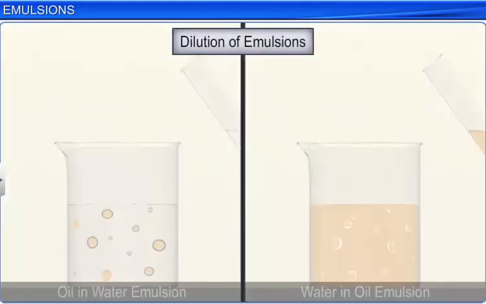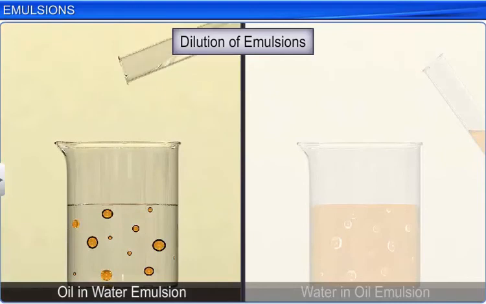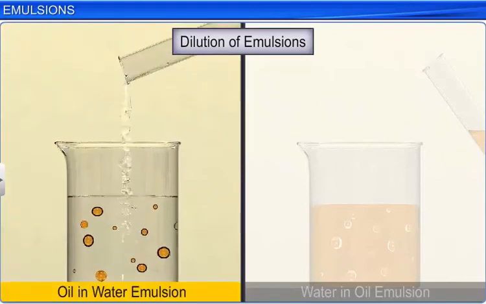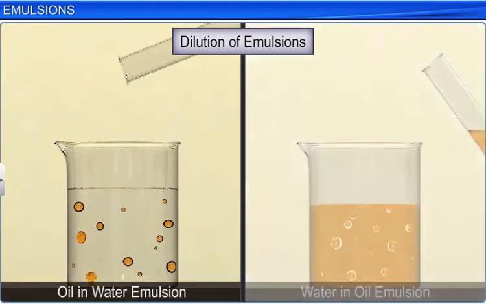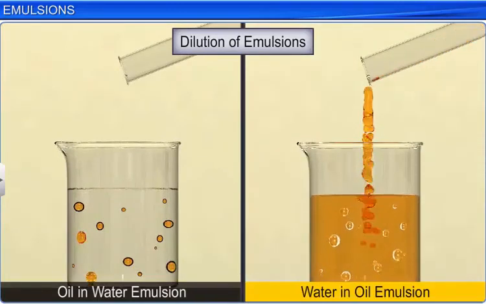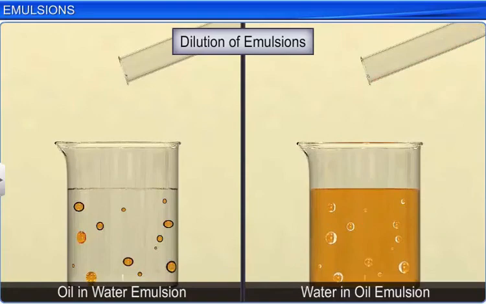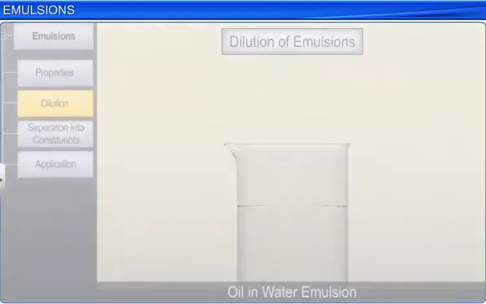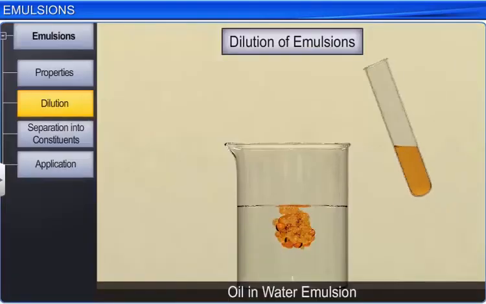Emulsions can be diluted by adding any amount of the dispersion medium, that is, water for oil in water type emulsion and oil for water in oil type of emulsion. On the other hand, if the dispersed phase is added to an emulsion, it forms a separate layer.